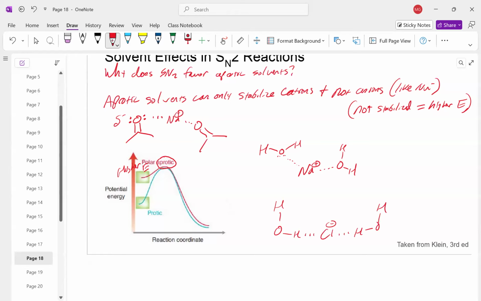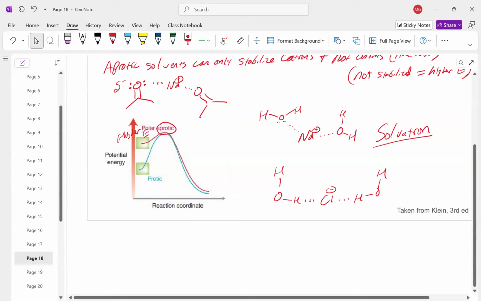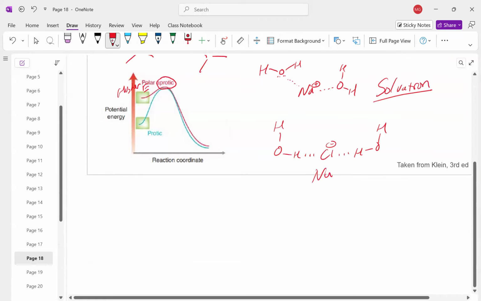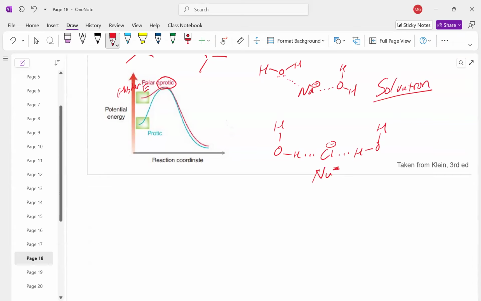And what the stabilization process is called, it's called solvation, which is just the surrounding of an anion or a chemical species by the solvent. The more it gets surrounded, the more stable it makes that ion. And so if chloride here, let's assume chloride's kind of our nucleophile. If chloride is solvated a whole lot by water, it's stabilized. And that creates this situation here in a protic solvent.